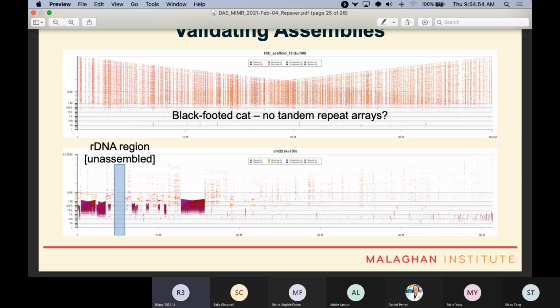Yeah, I was wondering, you don't see any tandem repeat arrays, which I'm a bit surprised by, because genomes have a lot of STR markers in the chromosomes, so why isn't there any?